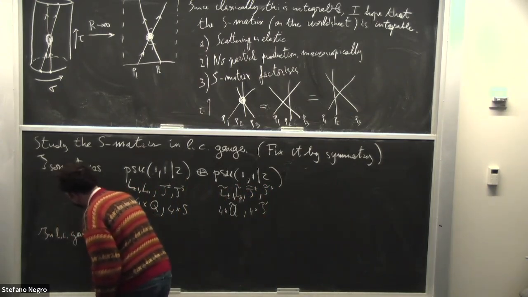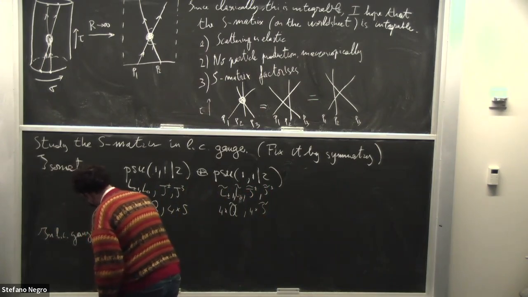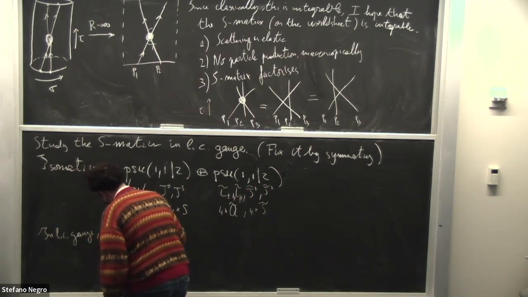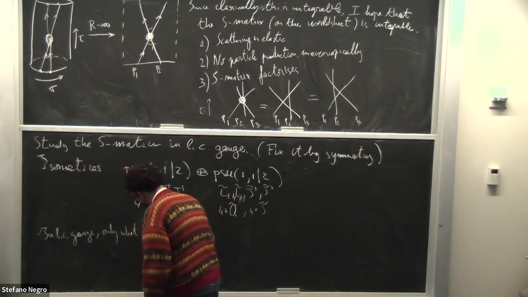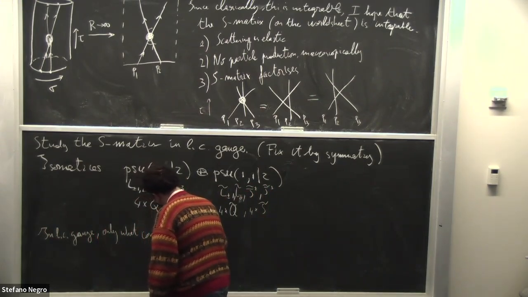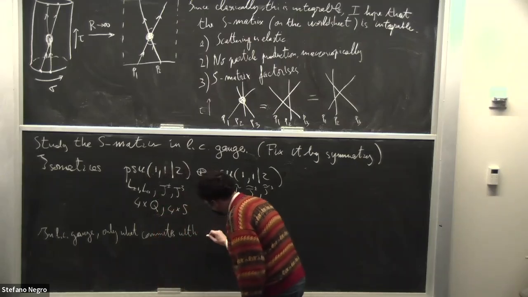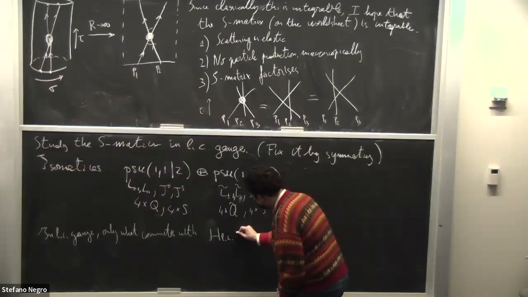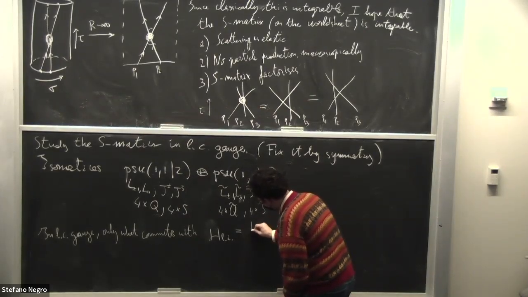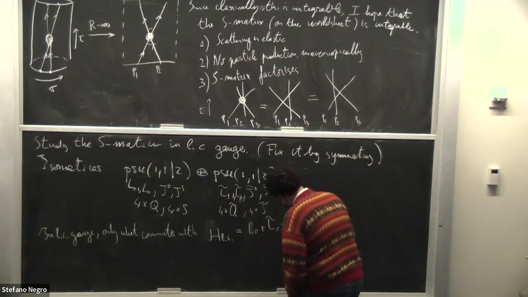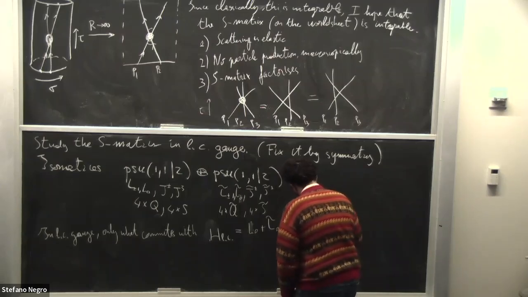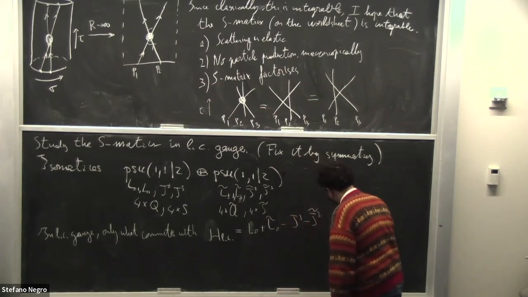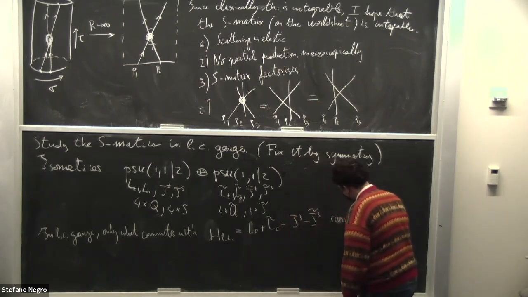Light cone gauge, only what commutes with H light cone, which is L0 plus L0 tilde minus G3 minus G3 tilde, survives.